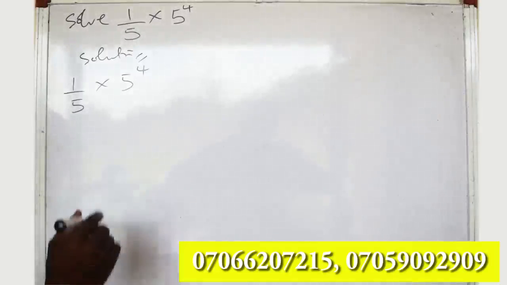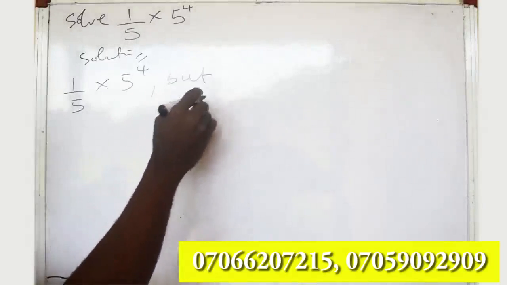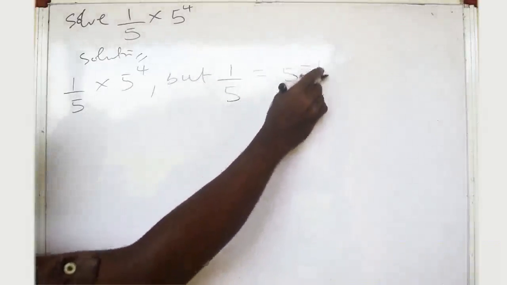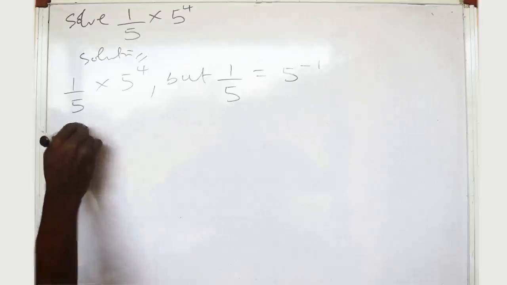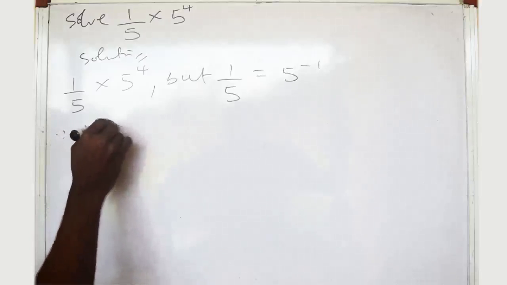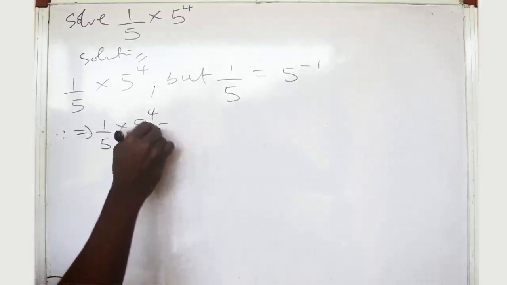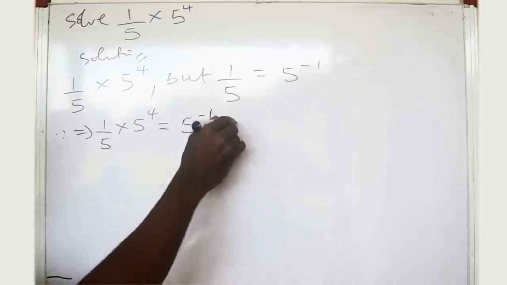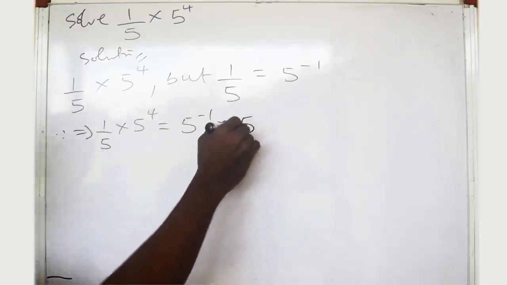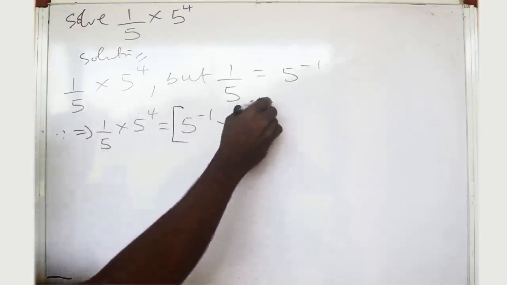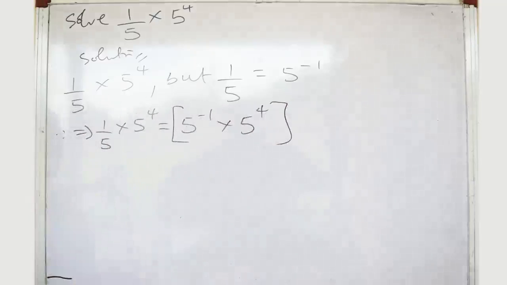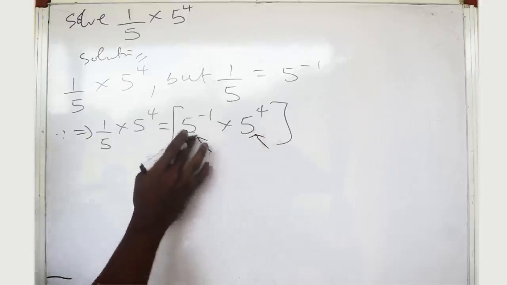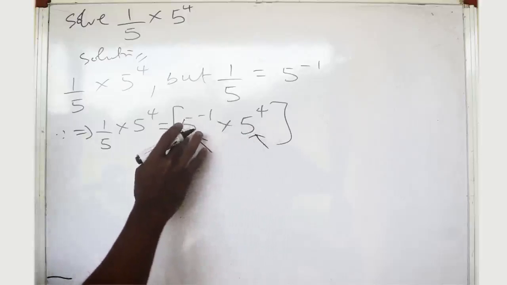And as you can see, according to the law of reciprocals, 1 over 5 is the same thing as writing 5 raised to the power minus 1. So 1 over 5 times 5 raised to the power 4 is the same thing as 5 raised to the power minus 1, times 5 raised to the power 4. So this is a new form that we are working with. We have to forget about the old one. Here we apply the law of multiplication because we have multiplication and the bases are the same.